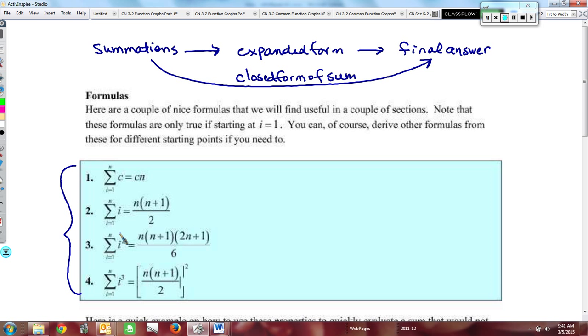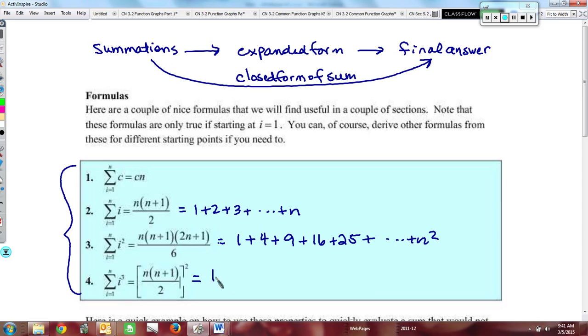I'm not going to prove these, but every time that you sum from 1 to n of just i, which is basically an expanded form, 1 plus 2 plus 3 plus dot dot dot plus n, when you sum up the integers, this would be a formula for you. If I am going to sum the squared integers, basically you're doing 1 plus 4 plus 9 plus 16 plus 25 plus up to n squared, right? And if I want to sum the cubes, the triangular numbers, 1 plus 8 plus 27 plus up to n cubed.